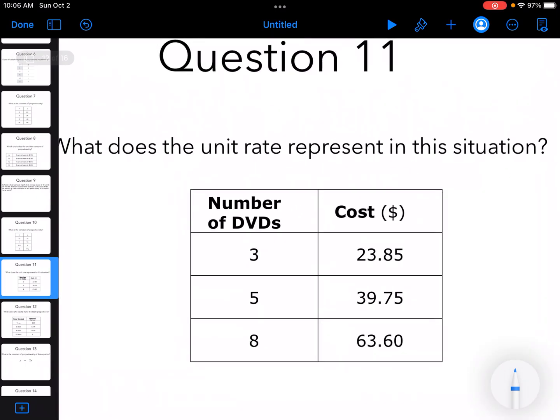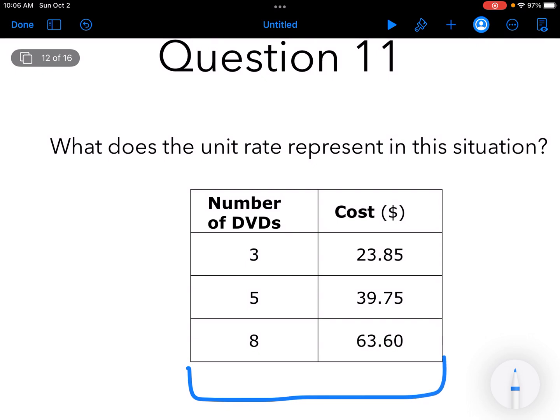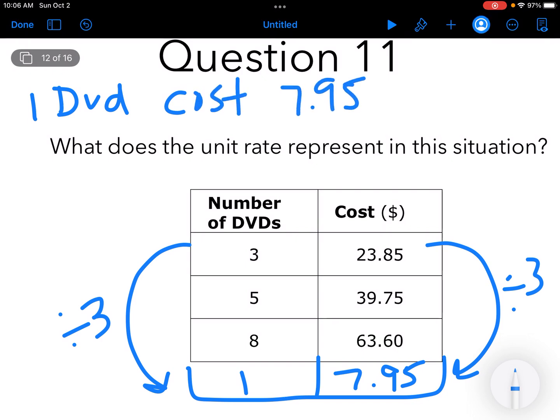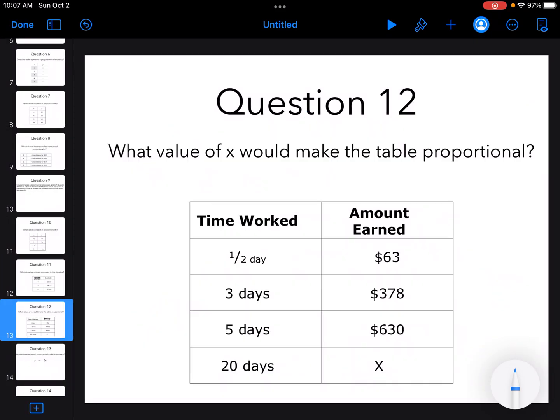So I have to find the unit rate, which means the amount for 1. So I'm going to divide by 3. So 23.85 divided by 3 gives me 7.95. So in this situation, 1 DVD costs $7.95. That's what the unit rate represents in this situation.